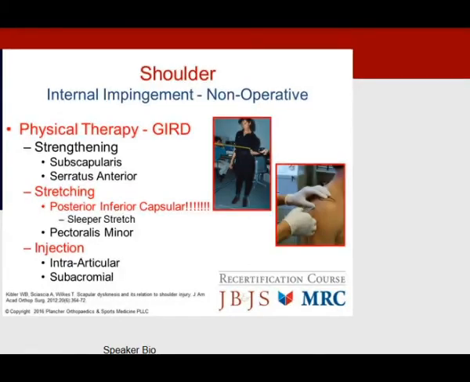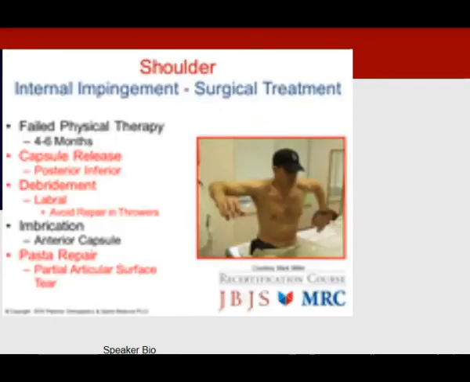Physical therapy can help GIRD. We can strengthen the subscapularis and the serratus anterior. We have to stretch out that posterior inferior capsule with exercises like a sleeper stretch or stretch the pec minor. And at some rare times, an injection, intra-articular or subacromial, can be helpful in the treatment of internal impingement.